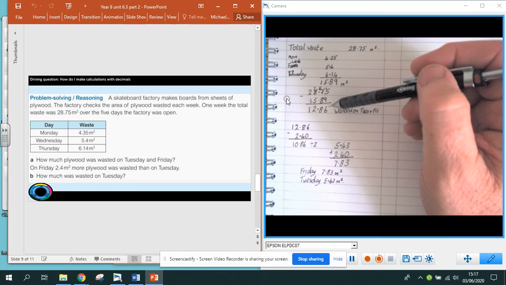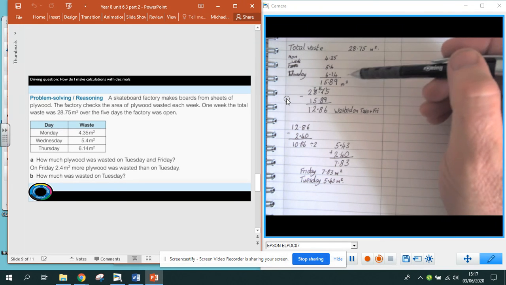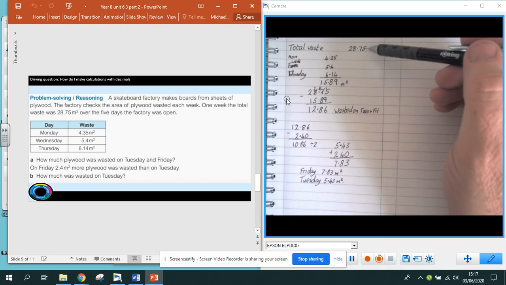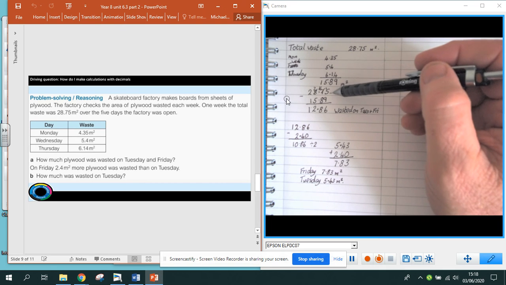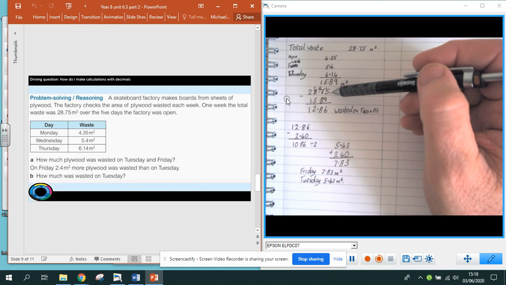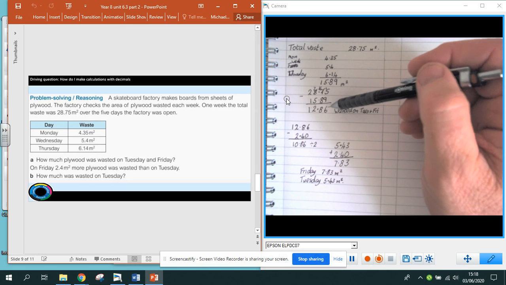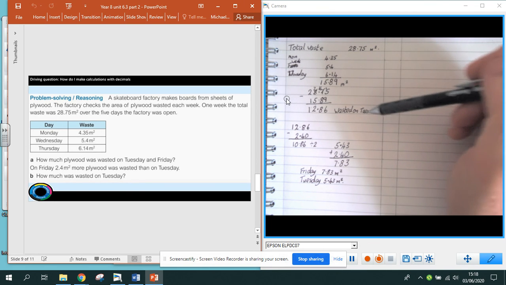To find out what was wasted on the other 2 days, I subtracted 15.89 from 28.75. Now, I realise that might be a little difficult to read there because I've put all my calculations in, but that's what I did there. When I did that, I got 12.86 square meters wasted on Tuesday and Friday.